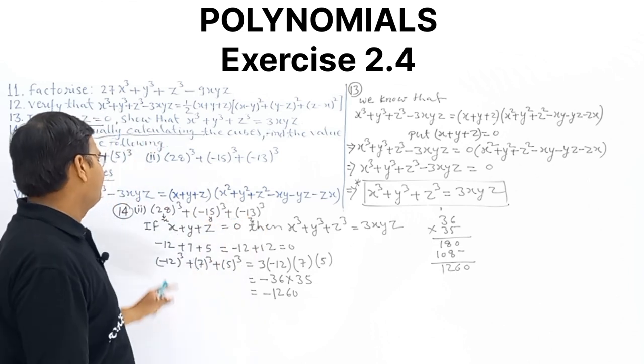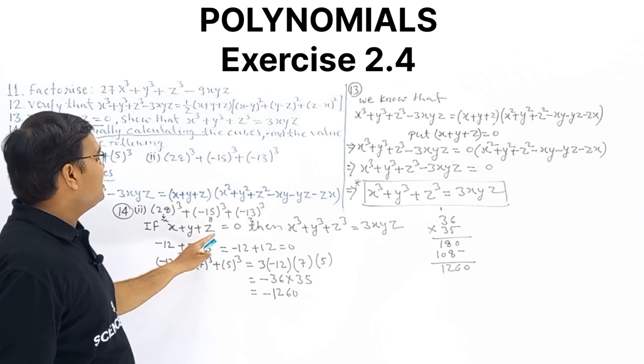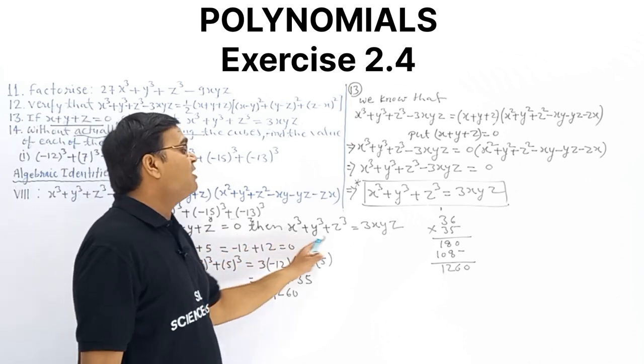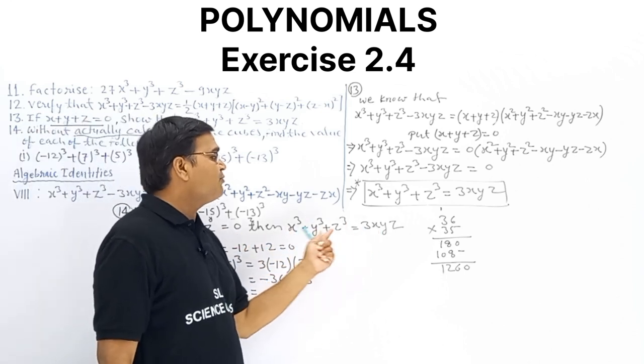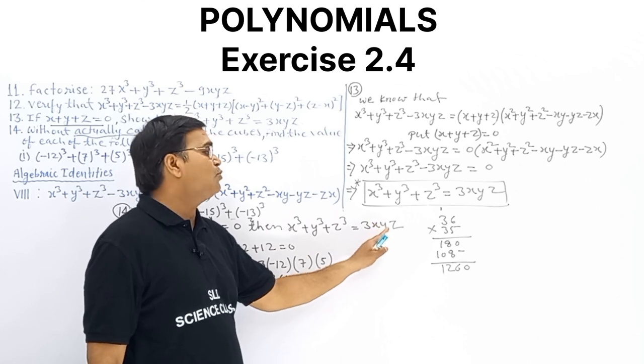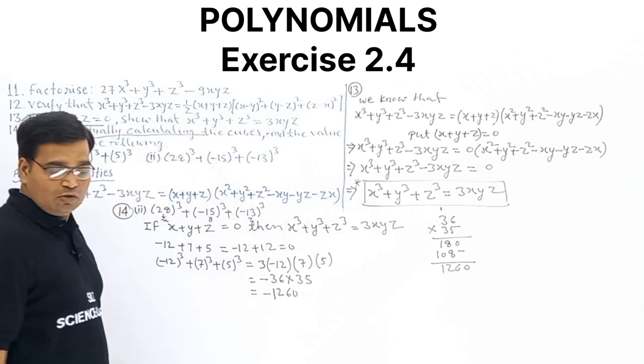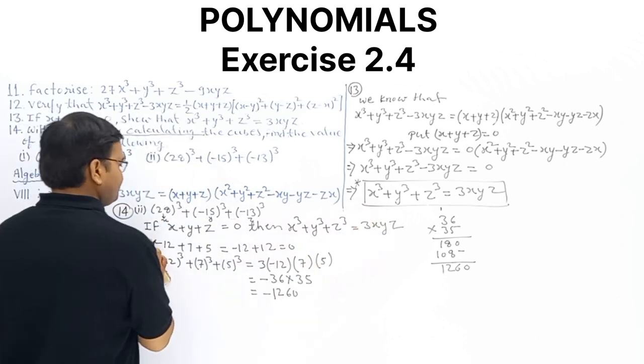First we will sum. If x plus y plus z equal to 0, then for x cube plus y cube plus z cube we will apply this one. Then its result will be 3 into x into y into z. Clear? So first we will sum.